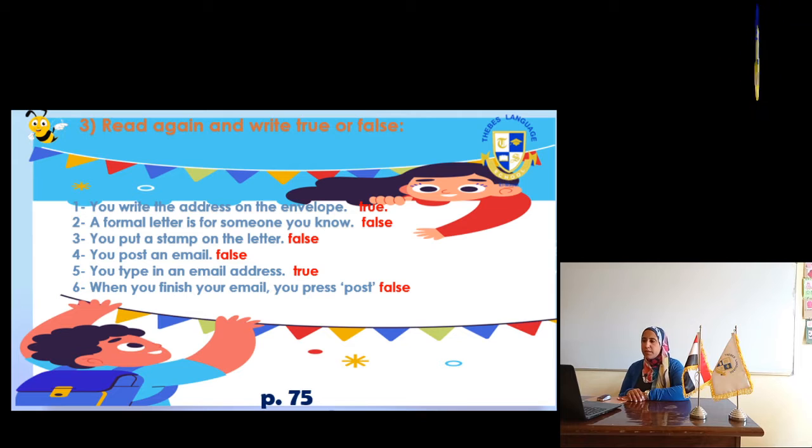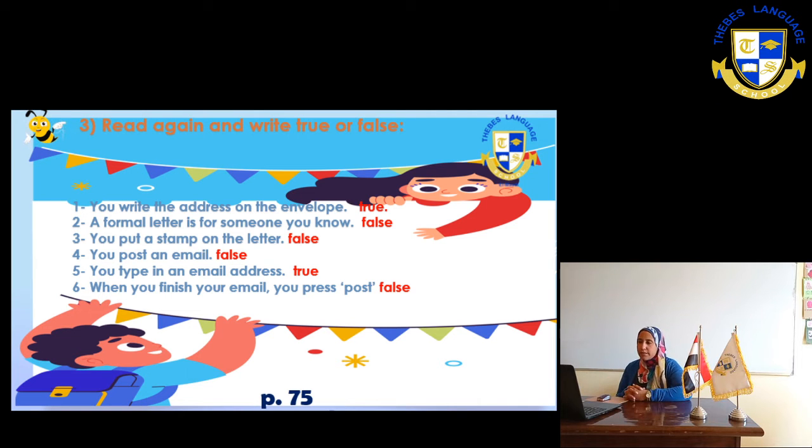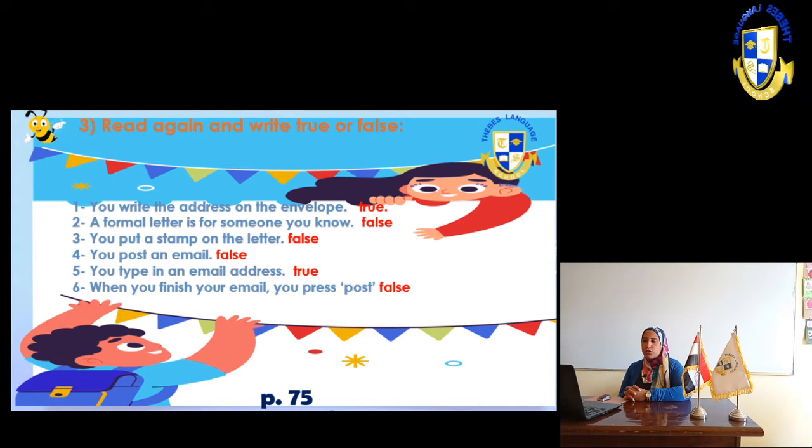Exercise number 3. Read again and write true or false. According to what you read, here you're going to write true or false. Number 1. You write the address on the envelope, yes or no? Yes, true. Number 2, a formal letter is for someone you know. False. Someone you don't know very well. Number 3, you put a stamp on the letter. False. You put a stamp on the envelope.